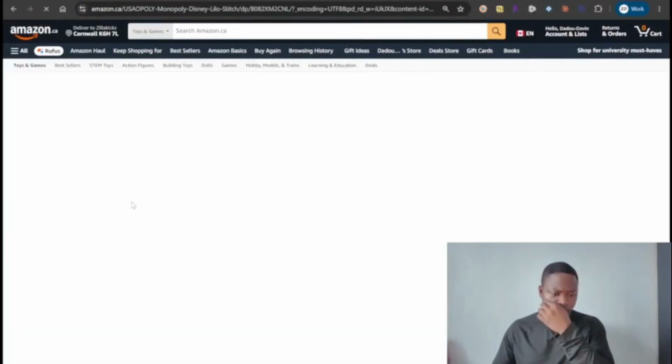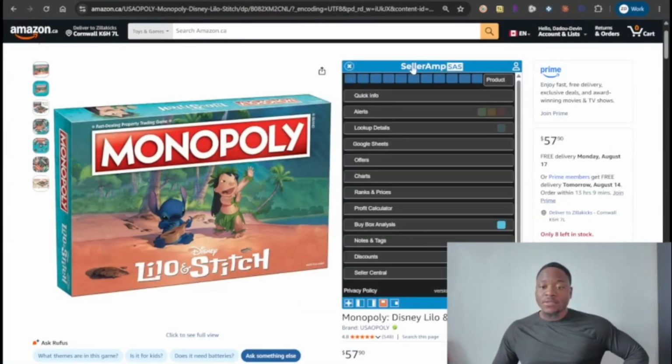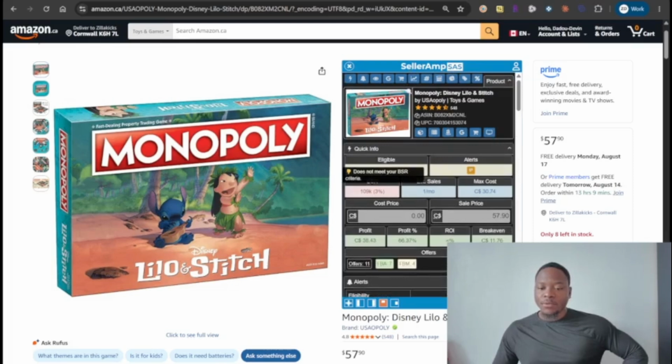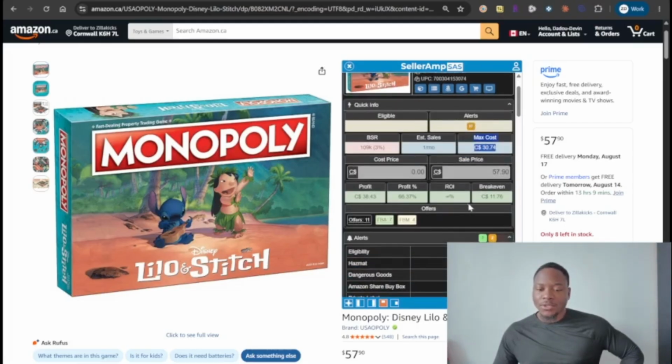We're just going to click on a random product here. Whenever you see SellerAmp show up here, you're able to see, first of all, the full breakdown of what's the ranking, how many sales per month. This one is not getting that much, but it doesn't matter. What's the max cost, right? It shows you everything that you need to know in order to make a data-driven decision on whether you should buy the product or not.